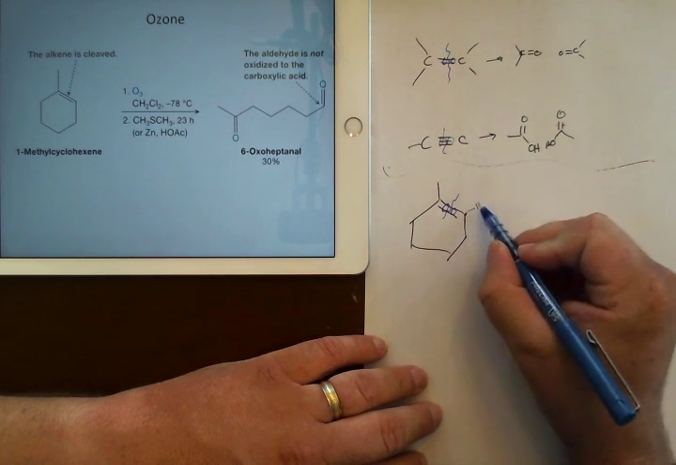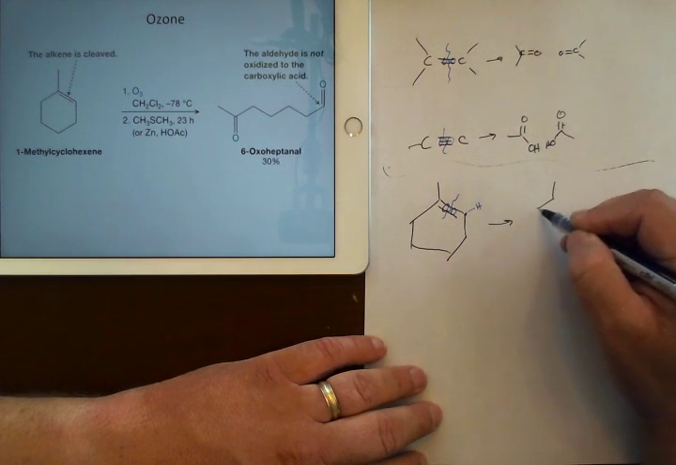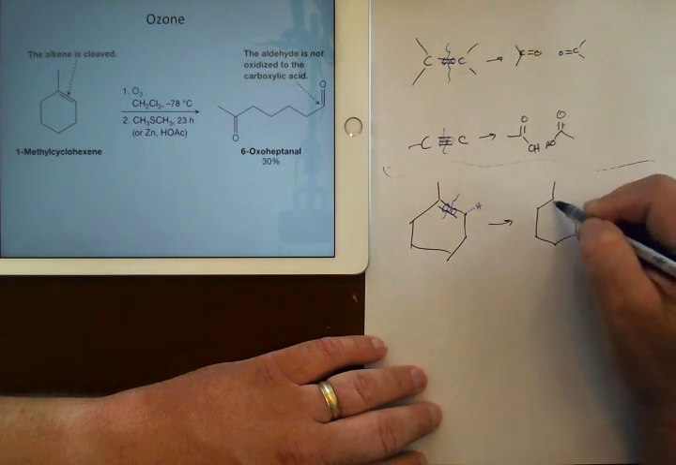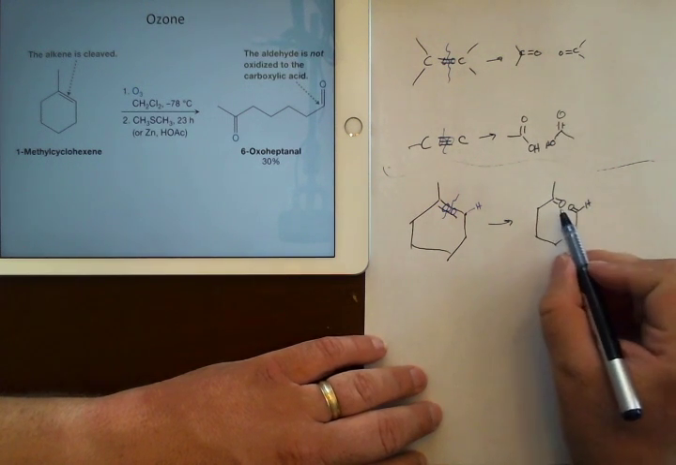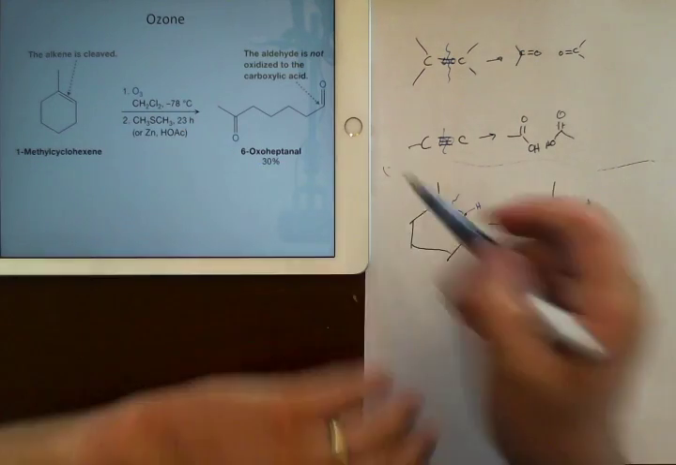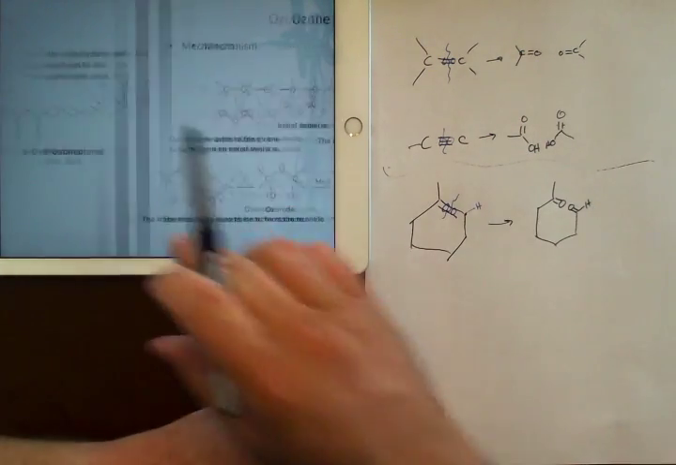But notice that there is a hydrogen here. And so when you do the ozonolysis, it's going to look like this. And notice how those OHs are pointed towards each other. When you unfurl it, it'll look like this, but it won't oxidize up to the aldehyde.